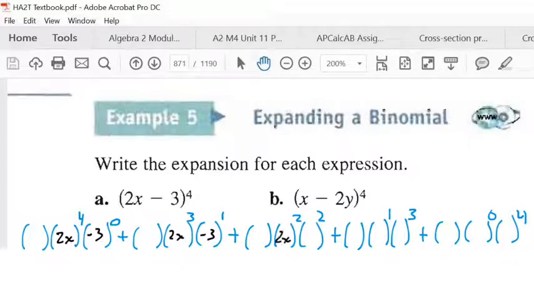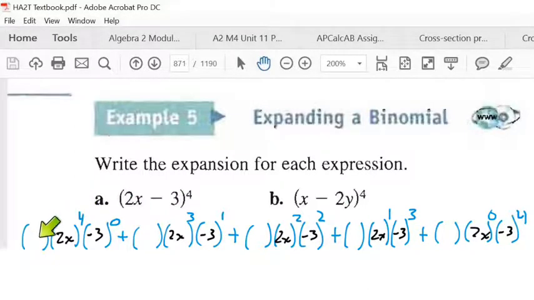Oh man, this seems like a lot of work right now. But it's actually not that bad. Instead of expanding that 4 times, like multiplying it 4 times, this is actually a little faster. So that's the first term, that's the second term, all throughout with the correct exponents.